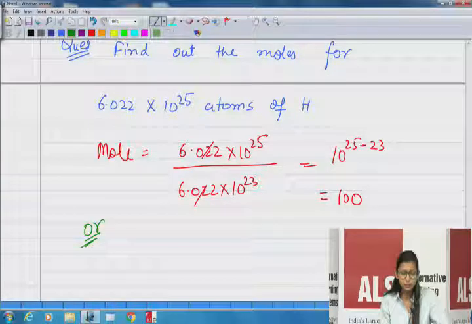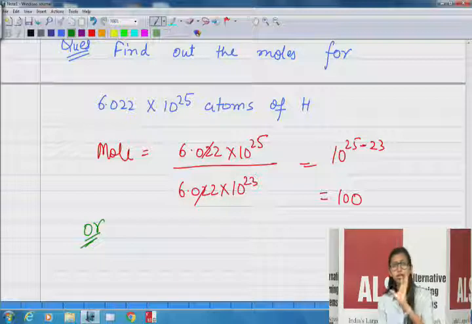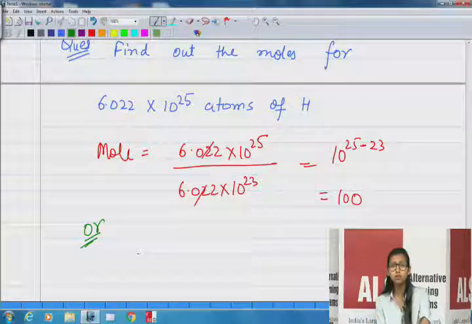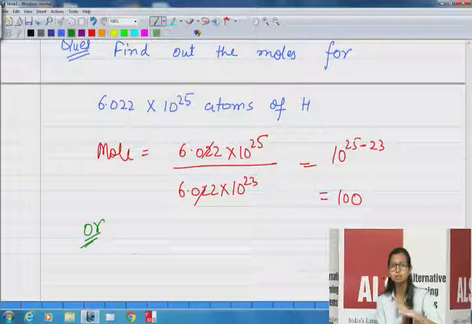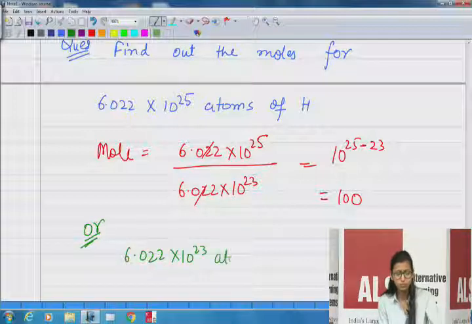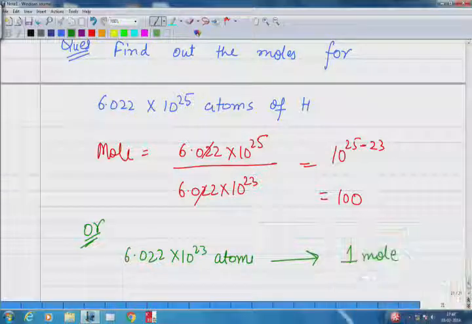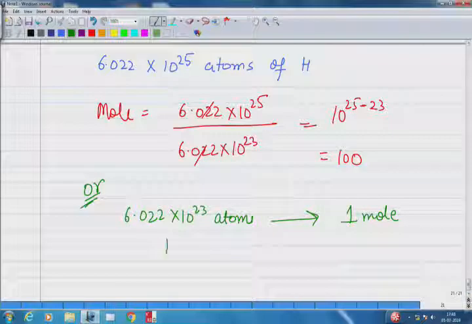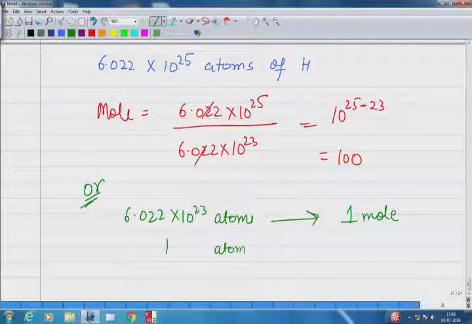What I can write, I want to find the moles. So the thing which you want to find out, keep it on the right hand side. I am telling you the second one. One thing is clear, you can apply the formula, but let's say you don't remember the formula. Then the simple unitary method you can apply. 6.022 into 10 to the power 23 atoms mean that we have 1 mole, right? Then for 1 atom, how many moles are there?